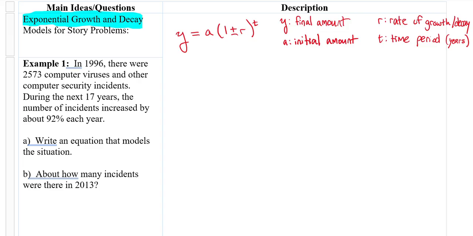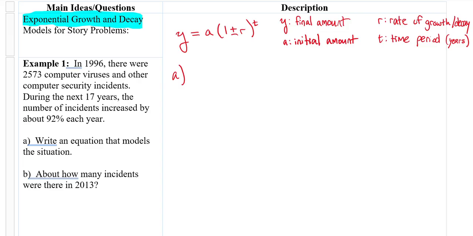All right, so here's our first example. In 1996, there were 2,573 computer viruses and other computer security incidents. During the next 17 years, the number of incidents increased by about 92% each year. So for part A, we need to write an equation that models the situation. So that's what we're going to do first. So we're going to use that exponential growth and decay formula to plug in some numbers, and then in part B, we're going to solve it. So part A is going to look like this.